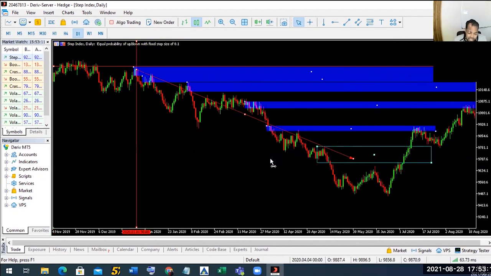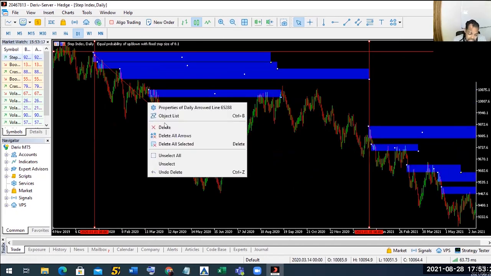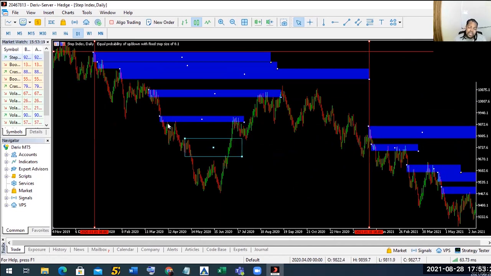So I think the only thing to do with a broker that doesn't give you much information will be to use your supply and demand curve and just see how far you are. If you're now below 50%, I would be very wary about selling. I would literally be very wary about selling.